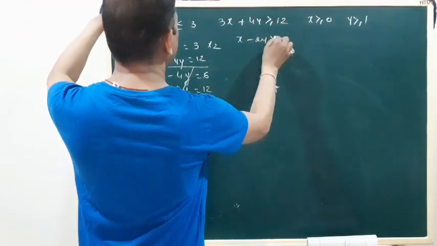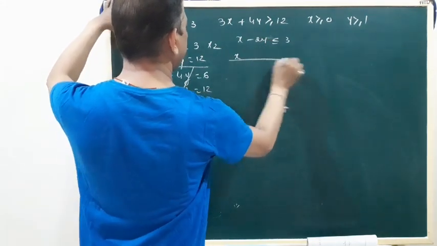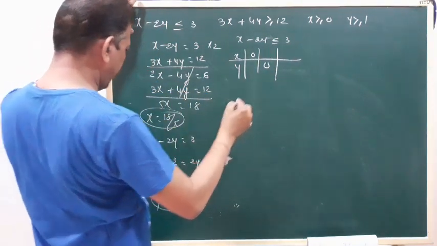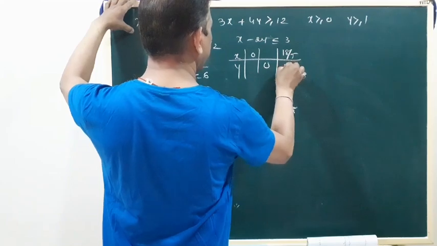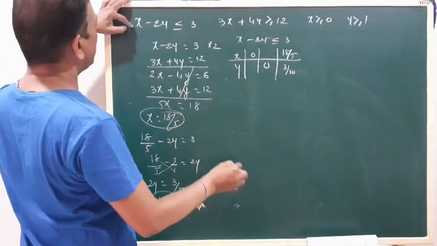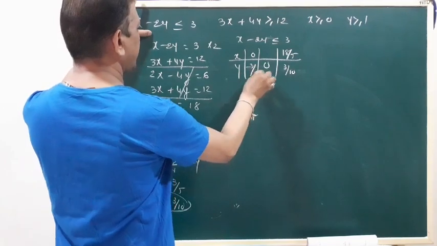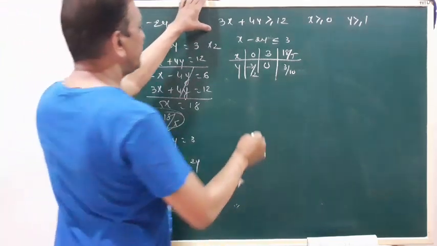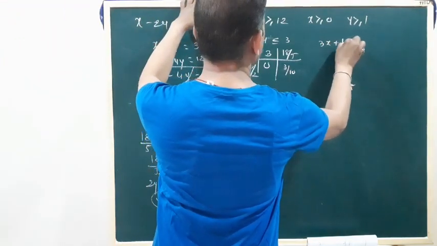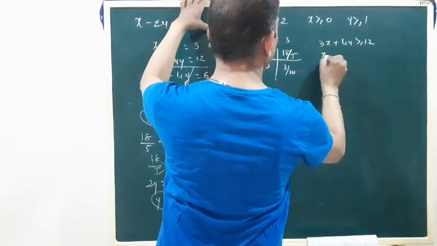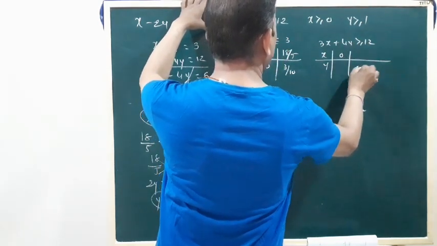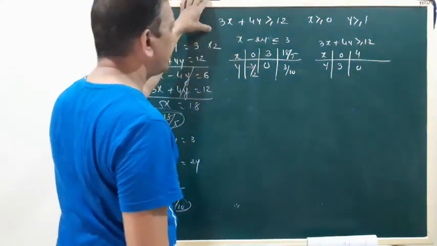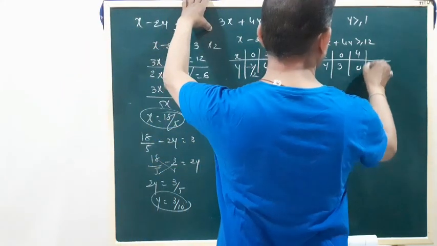x minus 2y less than or equal to 3. Common point is 18 by 5, 3 by 10. Put x 0, so y equal to minus 3 by 2. Put y 0, x equal to 3. First and fourth quadrant. Now 3x plus 4y greater than or equal to 12. x 0, 4y equal to 12, y equal to 3. y 0, x equal to 4. And the common point is 18 by 5, 3 by 10.